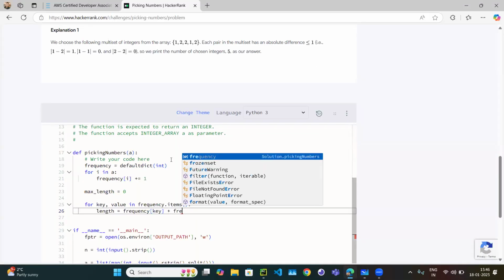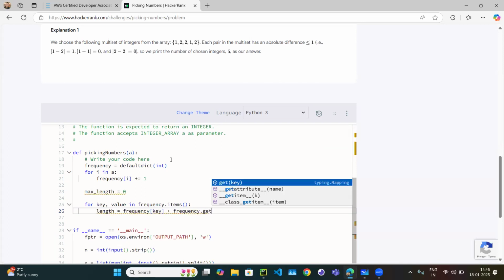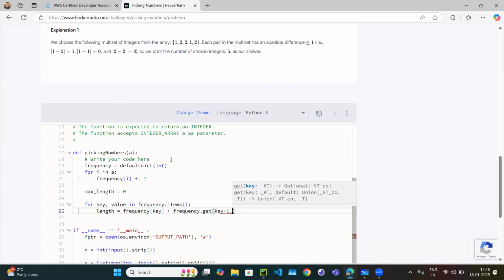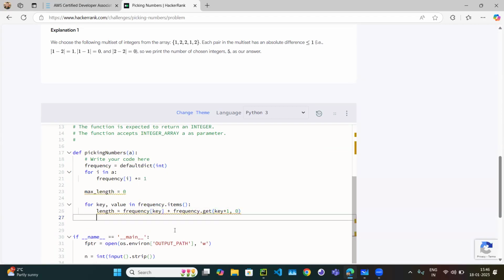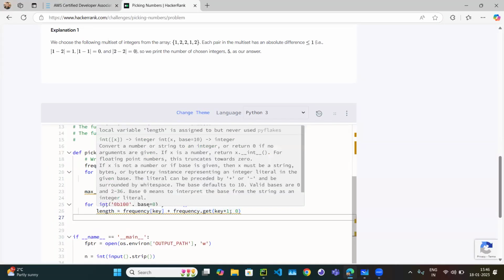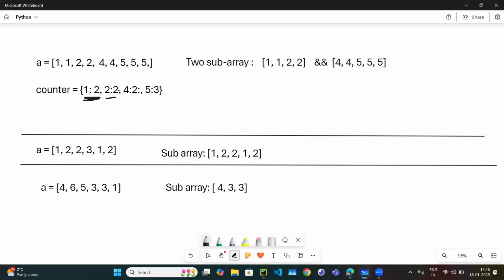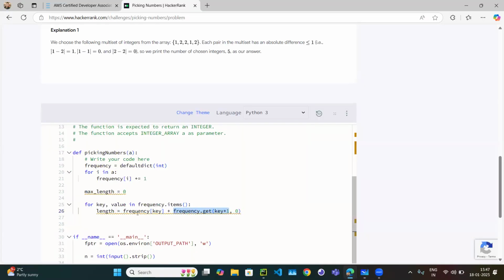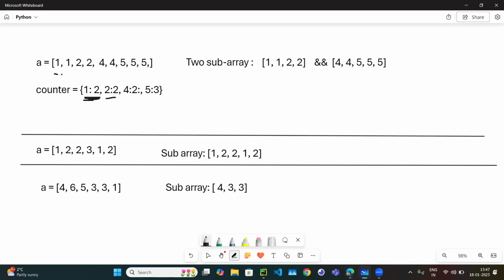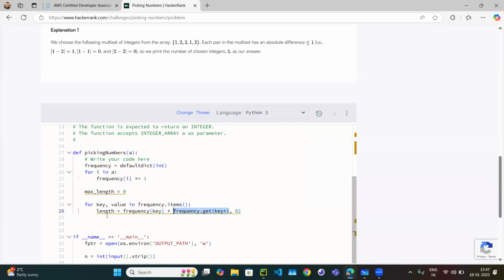So what I will do is frequency dot get, I will check key plus one, and if it doesn't exist, I will just return zero. Basically I am checking for the next element, key plus one, because the difference should be either zero or one. I am checking whether two exists or not. If it exists, just return how many there are. Like there are two elements, so 2 plus 2, 4. If it doesn't exist, just return 0. It means I have only the single array, that is 1, 1. If it exists, it will create a total array of length 4. So I got the length 4.